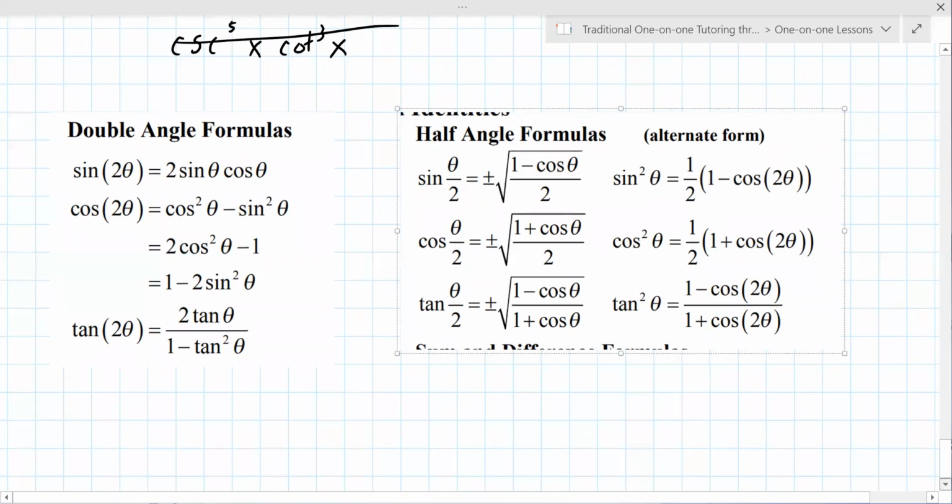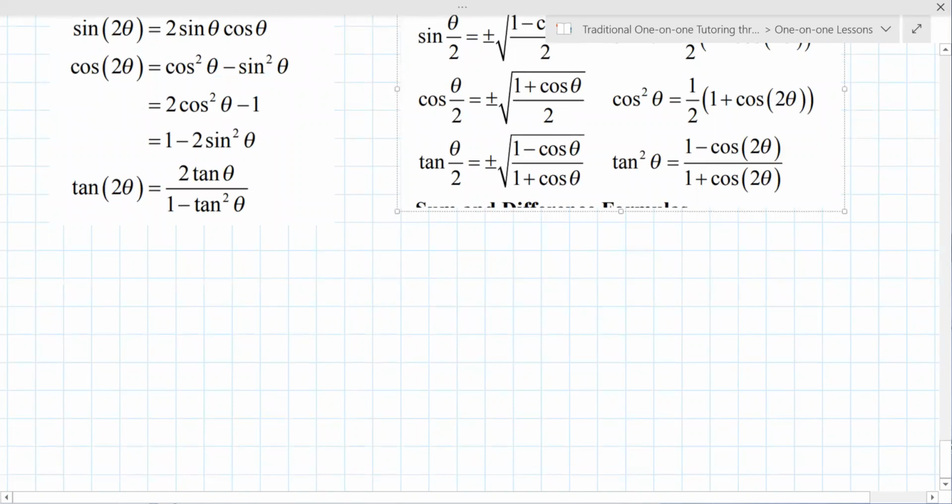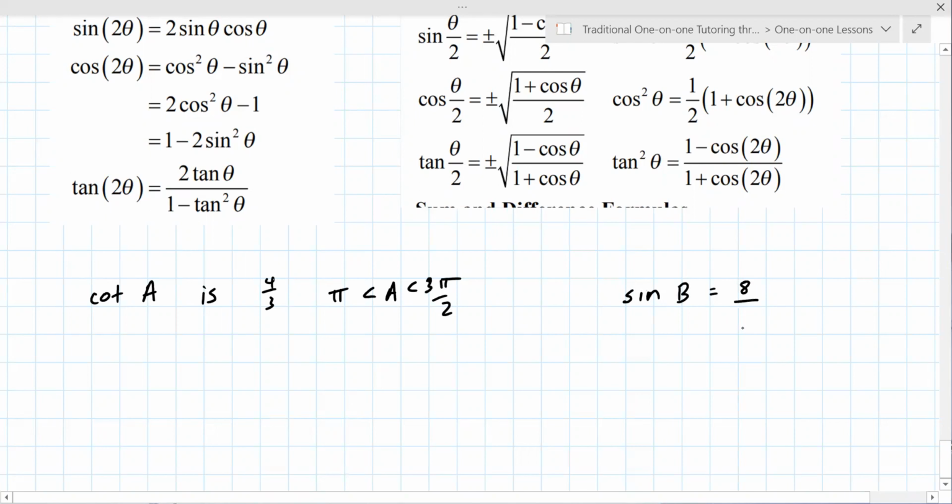But the problem you're going to see on an exam is they'll tell you that the cotangent of A is 4/3, and it's pi less than A less than 3 pi over 2. And then they'll tell you that the sine of B is 8/17, but you're in quadrant 2.